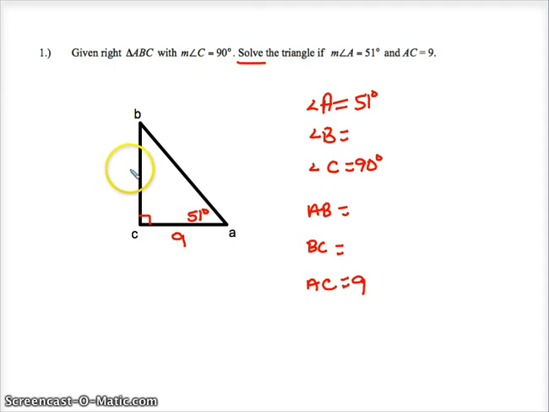How about we look for side BC? From the angle that I know, which sides am I working with? I'm working with the opposite side and the adjacent side. Opposite and adjacent tells me I'm working with tangent. So I'm going to do the tangent of 51 equals the opposite x over the adjacent 9.